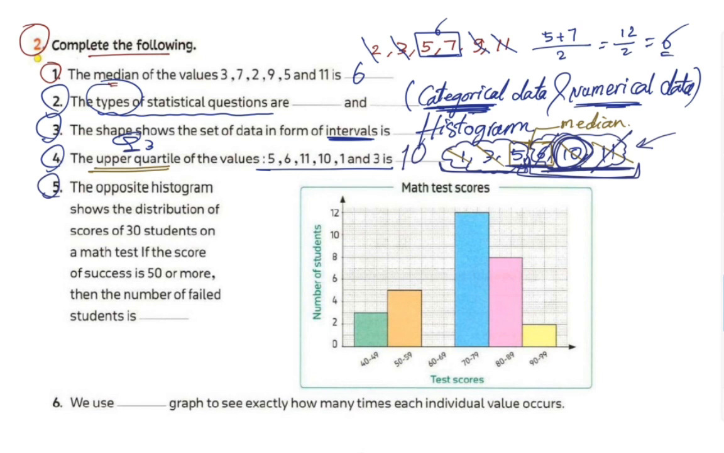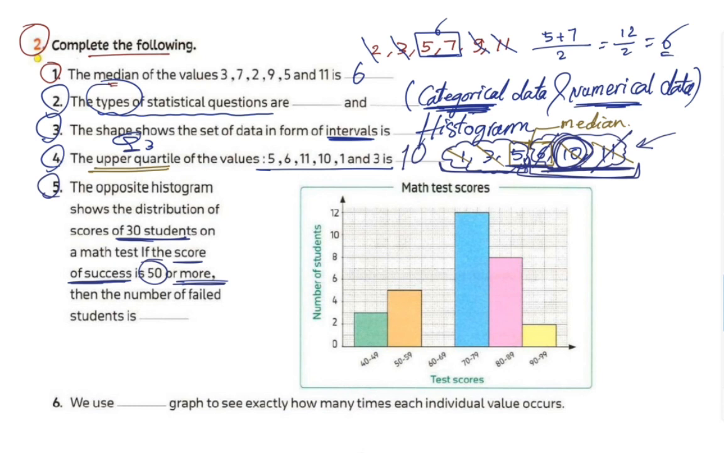The opposite histogram shows the distribution of the scores of 30 students on a math test, with a score of success. We have the number of students here, 30 students. Okay, and the score of success. What's the minimum mark to succeed in math? Okay, it's 50 or more. So the minimum is 50. At 50 degrees, you have succeeded, but less than 50, you failed.